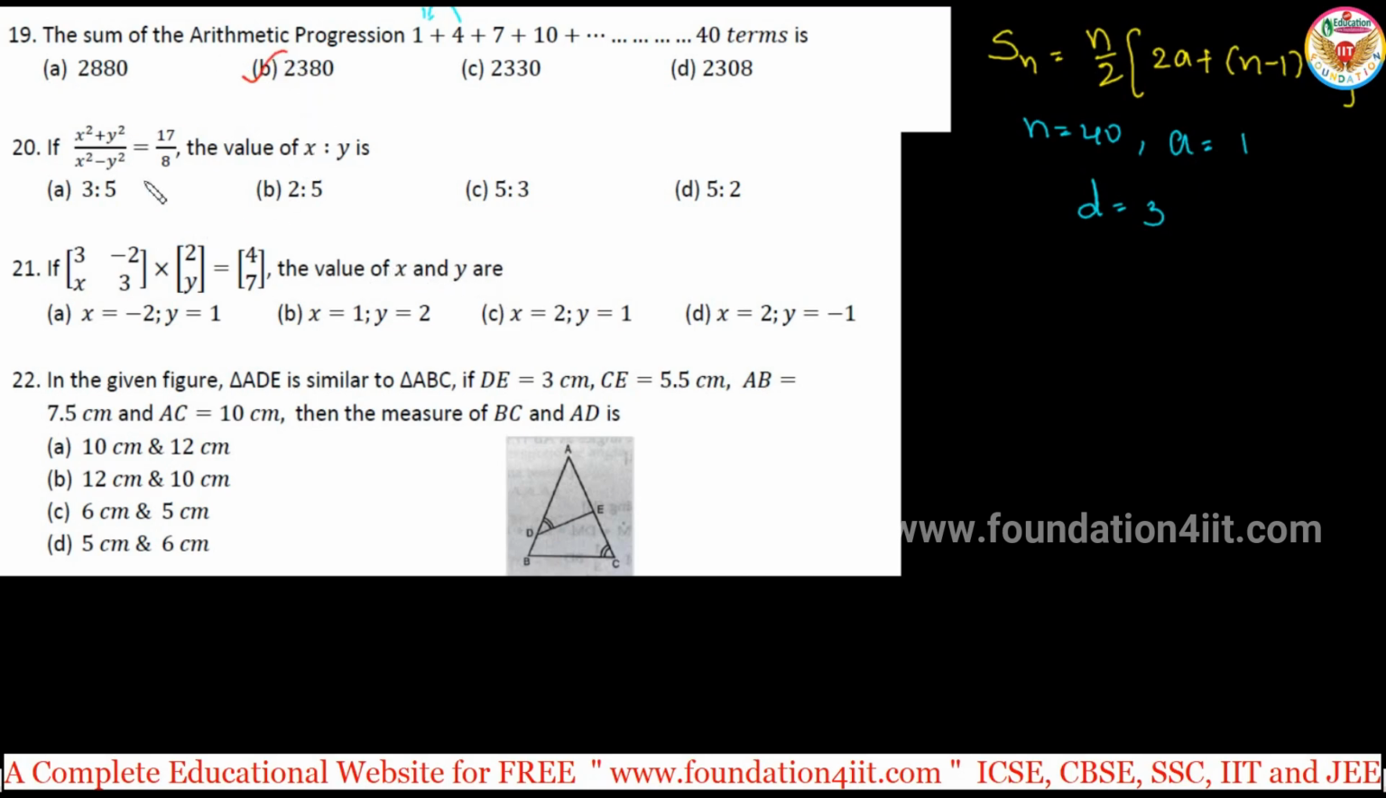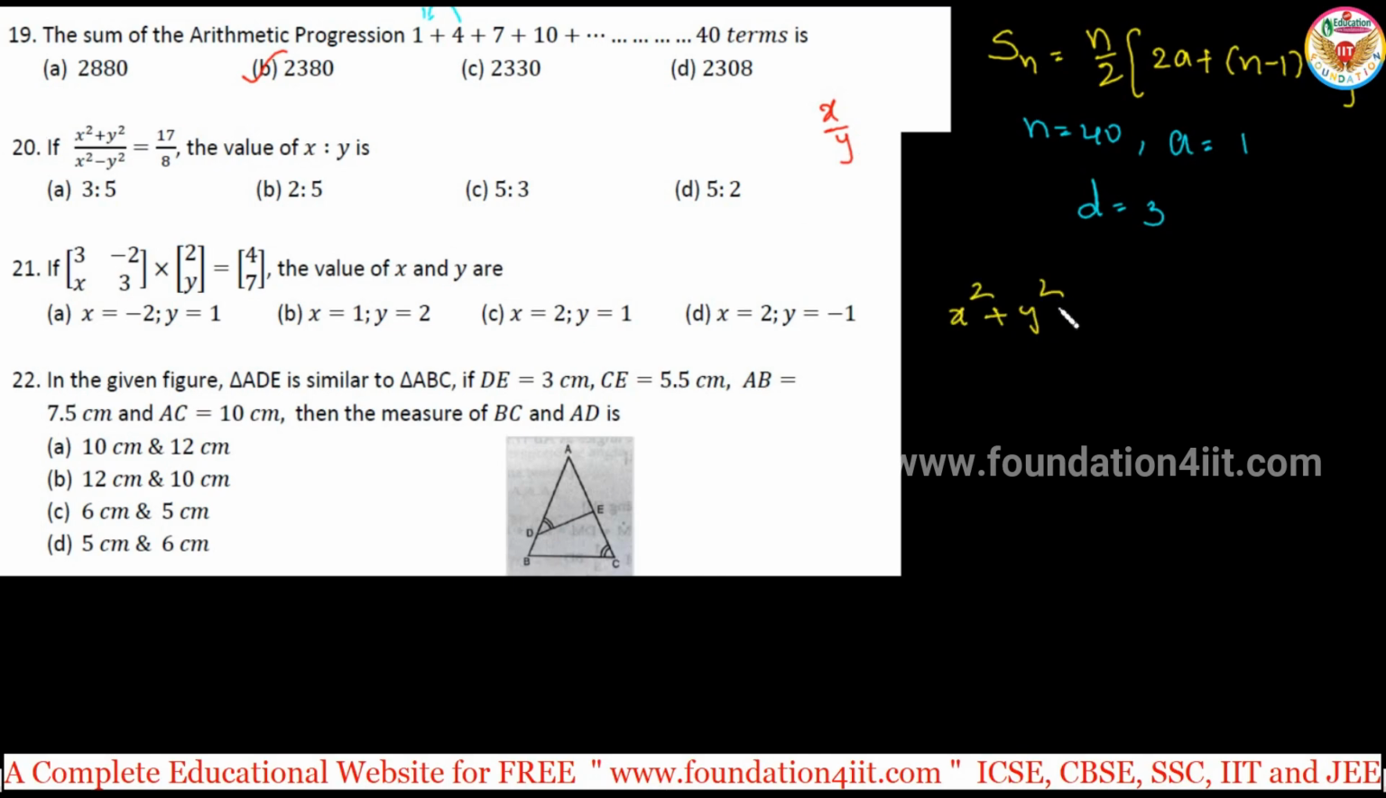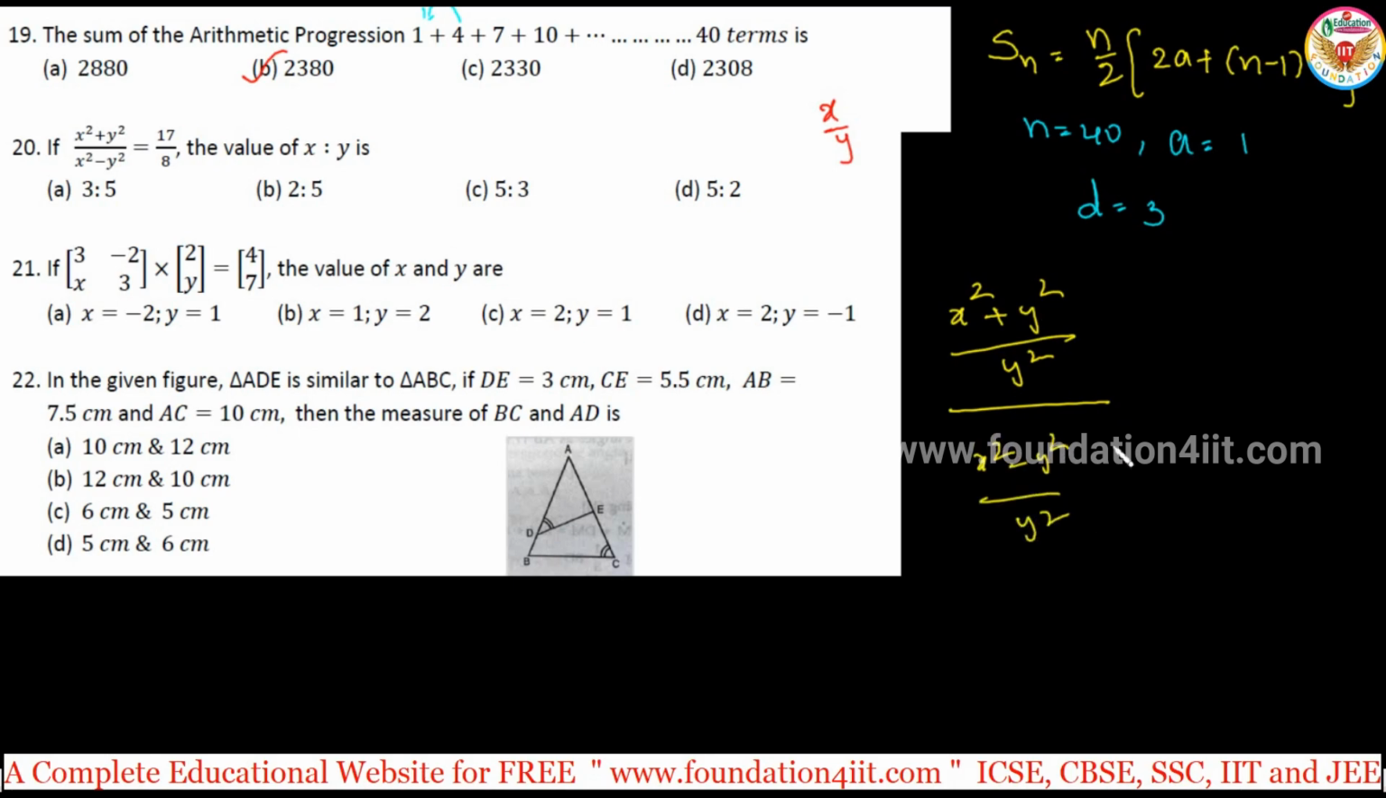Right? And next, (x square plus y square) by (x square minus y square) is equal to 17 by 8. Then find the value of x is to y. For that we need to find the x by y value. If you know the x by y value, then that is nothing but x is to y. Divide by y square on both sides, LHS and RHS. That means (x square plus y square) by y square divided by (x square minus y square) by y square is equal to 17 by 8.